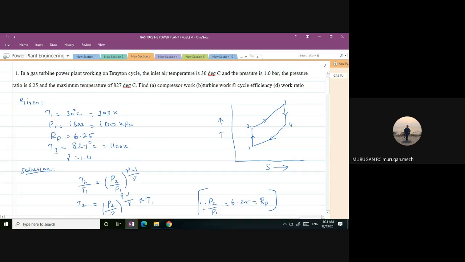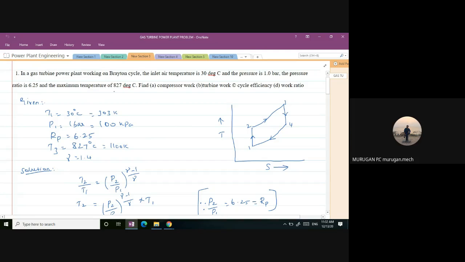First, as I said in the previous videos, whenever a problem is given, we have to understand the question and then write the given data. The inlet air temperature is 30 degrees Celsius, and we have to write it in Kelvin. So 273 plus 30 gives 303 Kelvin. The initial pressure is 1 bar, which we convert to kilopascal, that is 100 kilopascal. And the pressure ratio is 6.25.